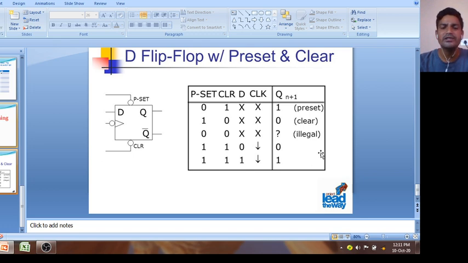If it is 0 1, your flip flop will be preset. If it is 1 0, flip flop will be cleared, means output will be 0. When both are 0, your flip flop will not work, it is an invalid condition. Okay, in every flip flop there are two more pins, clear and preset. Just like D, there is JK, SR and T, there are two more pins, preset and clear. Okay, right.